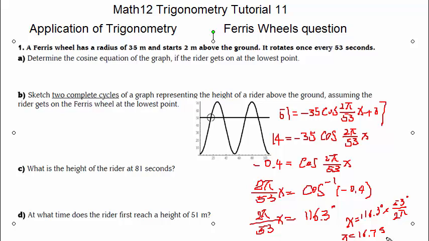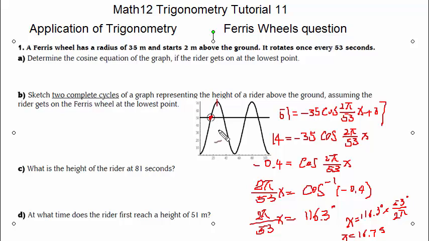That means after 16.7 seconds, you will reach 51 for the first time here. See, this makes sense, right? Because at 26.5 seconds, you're going to reach the peak, since the entire revolution is 53 seconds. So at 26.5 you reach the highest point. That means 51 is not the highest point, so at 16.7 seconds, you'll reach this part.